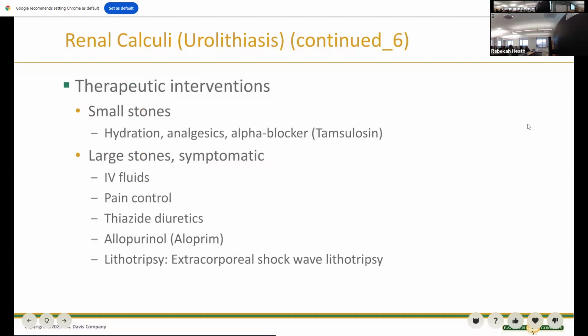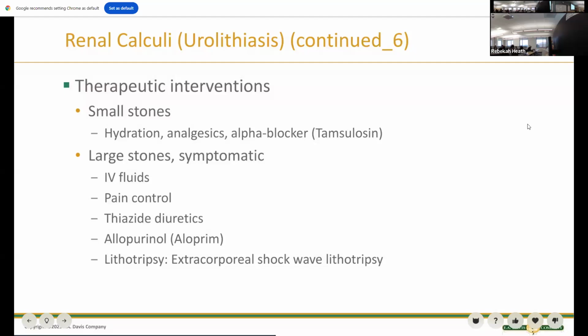Okay, so therapeutic interventions, what do we do? If it's a small stone, you want to just let it pass, right? So we keep them hydrated, so they have more fluid, keep things going. We give them some analgesics. Alpha blocker, that actually helps with vasodilation, right? Helps with dilation of things. And so that might help the stone to pass a little bit easier.